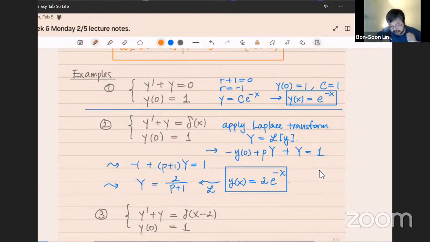And that's the effect. So both example 1 and example 2 gave us this exponential decay. It's just that one of them starts at time x equals 0 at 1, and the second one starts at 2, because some amount of energy or force is being added at x equals 0. Does that make sense? Okay.